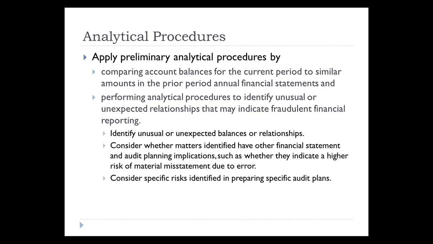It also involves looking at what kinds of unexpected relationships seem to develop. So with analytical procedures, you look at year to year, but within the accounts, you would also look at relationships. For example, we know in the revenue cycle there are relationships between accounts. What are some of the relationships that we expect to see in the revenue cycle, starting with sales? What other accounts are going to be impacted?